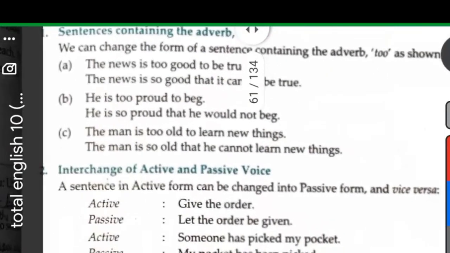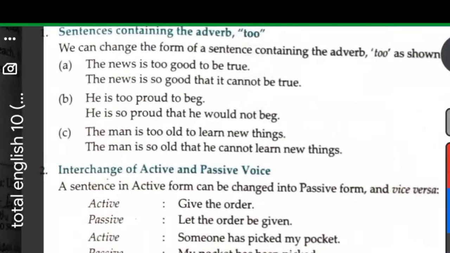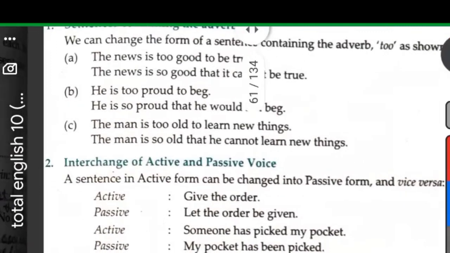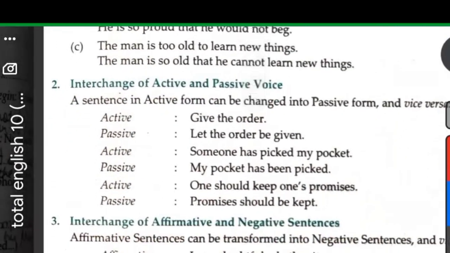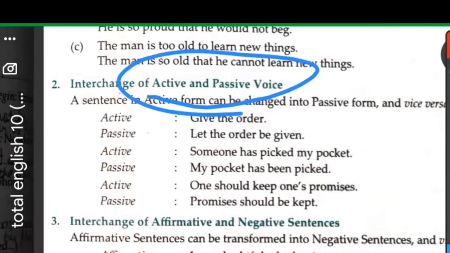Anyways. So now one kind of construction that I have explained today is adverb. Okay. Now another kind of construction that we are talking about is the active and passive voice. How many of you know the active and passive voice? What is active and what is passive?